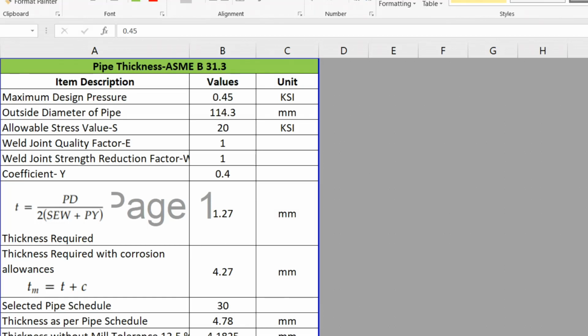Hi, good morning friends. In today's video, we are going to see how to find out the pipe thickness. As you see here, there are different parameters and formulas used for that. But before going into the discussion, we must know a few important points to understand this quickly.